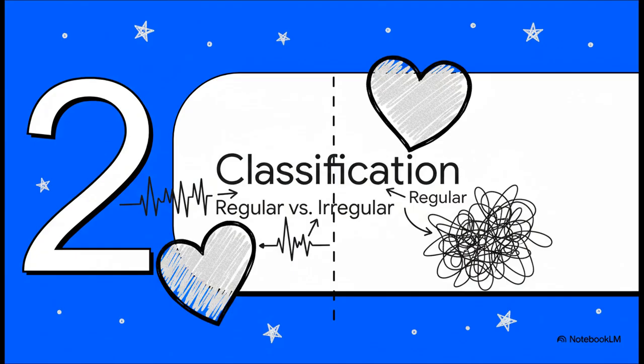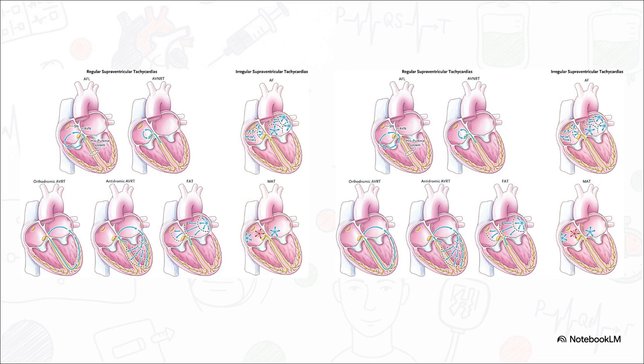All right, moving on, let's talk classification. And really, the most important first step is super simple. Is the rhythm regular or is it irregular? Because that single distinction points you directly to what's going wrong with the heart's electrical wiring. And this slide just illustrates that difference perfectly.